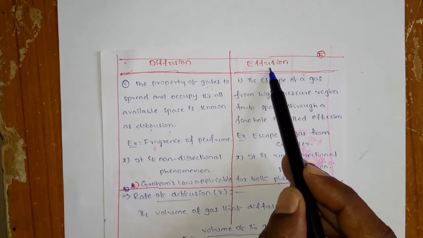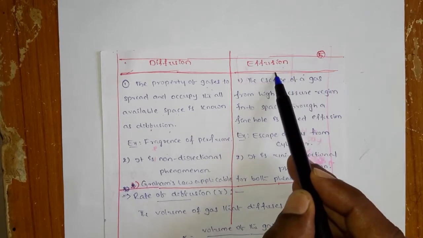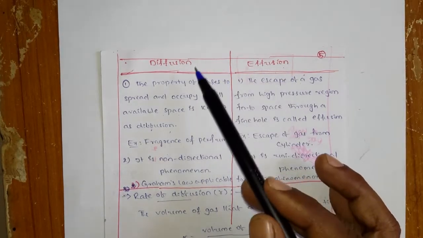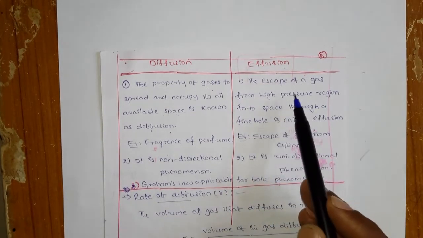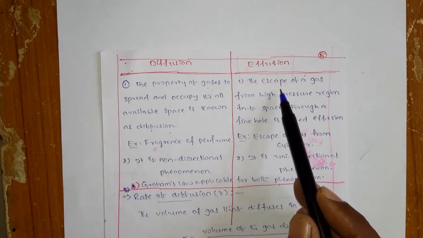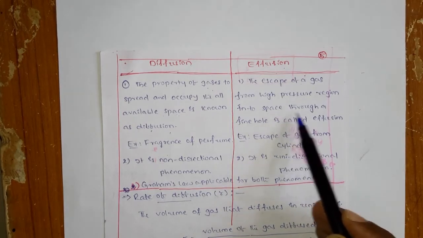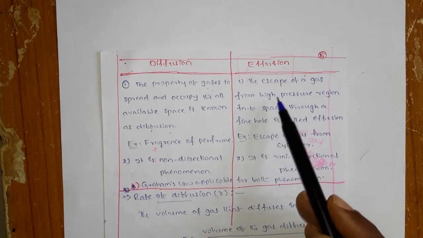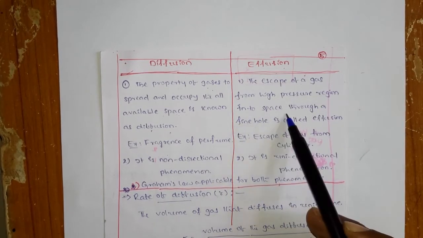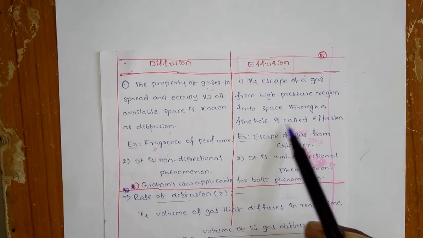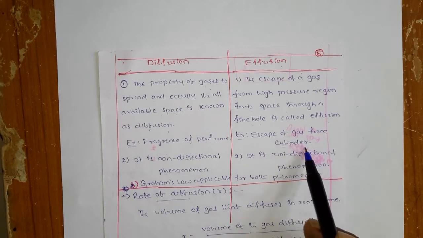There is another property, effusion. This is also a property of a gas. Sometimes you will confuse diffusion and effusion. Effusion is the escape of a gas from a high pressure region into space through a fine hole. The best example is the escape of gas from a cylinder.